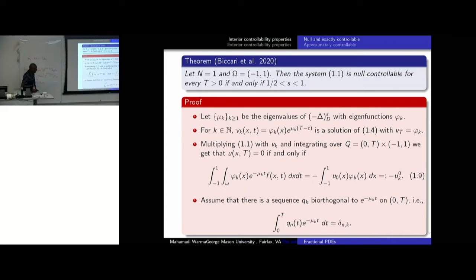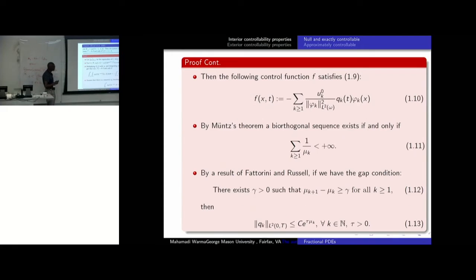If we have a bi-orthogonal sequence, then we can prove that the function given by this series will be a control. And how do we do that? There is a theorem by Müntz saying that this is a control if and only if the series of 1 over lambda_k is finite.